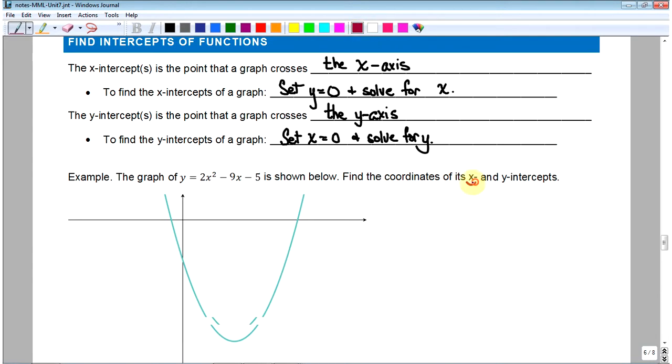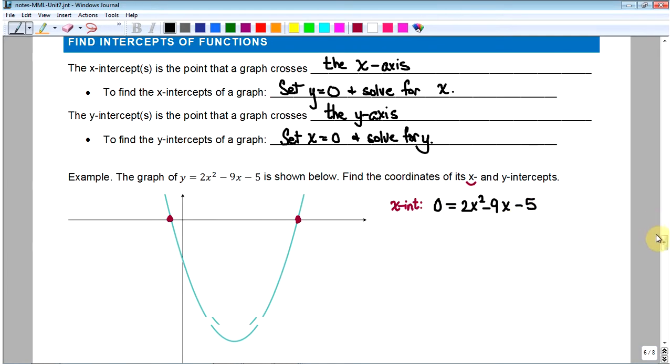So let's start off with the x-intercepts. I see that I have two x-intercepts. I don't have any labels on my axes, no tick marks, so that's not going to help me figure out what those values are. So this is where we're going to use our equation. To find the x-intercept, I know that means I need to set y equal to 0. So we'll have 0 is equal to 2x squared minus 9x minus 5.